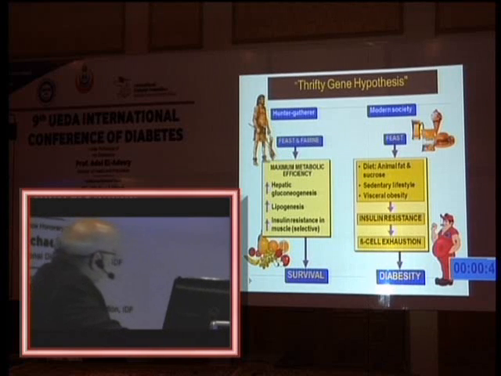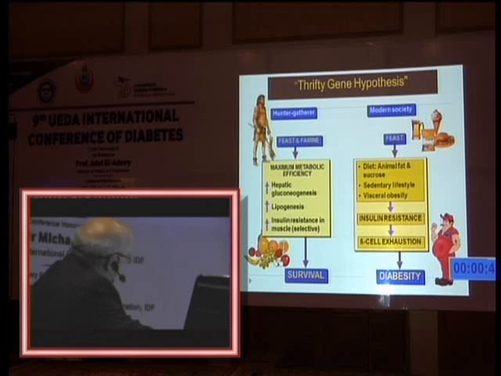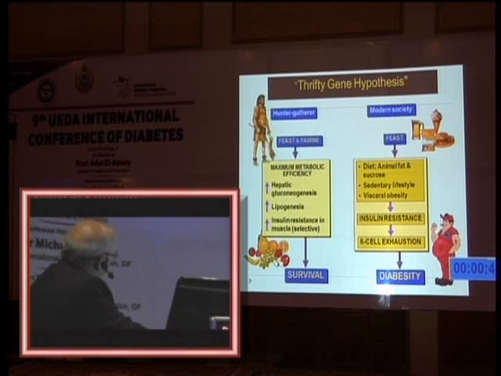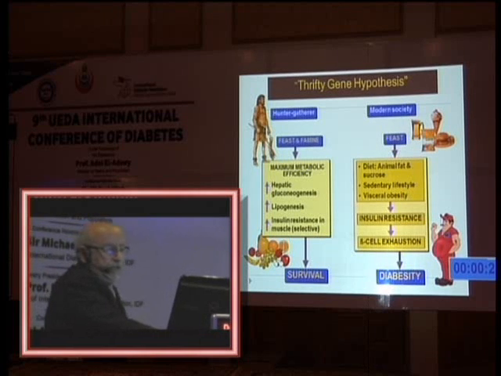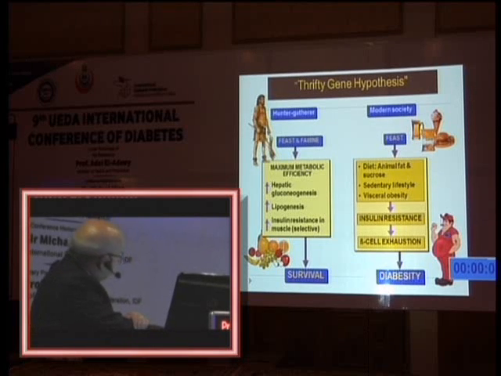You have heard of the thrifty gene hypothesis that was circulating for quite some time. The hunter-gatherers would feast and also guard against famines. They have maximum metabolic efficiency, leading to survival at the end. In modern society, we eat and feast most of the time. The diet is rich in animal fat and sucrose. With a sedentary lifestyle and visceral obesity, this will lead to insulin resistance and beta cell exhaustion, leading to diabetes.